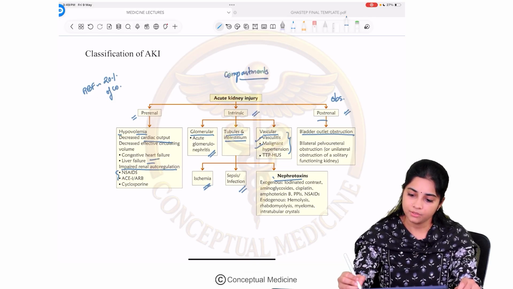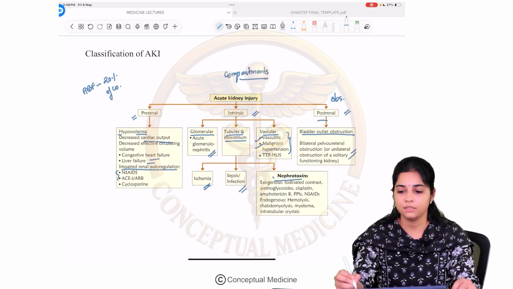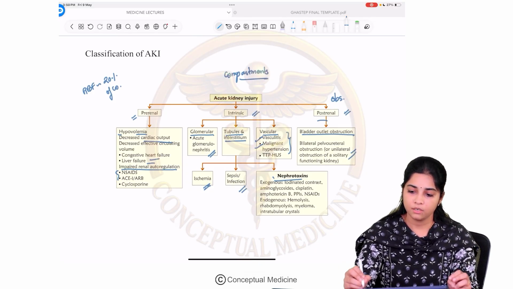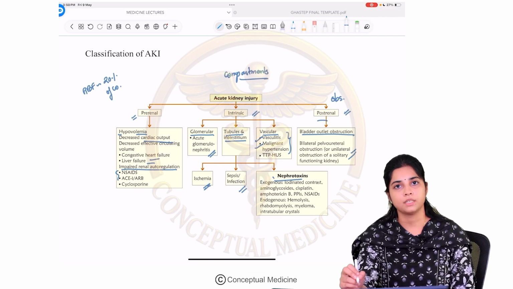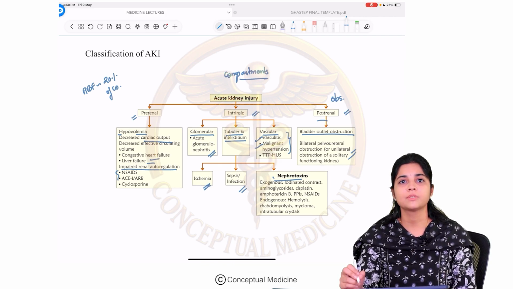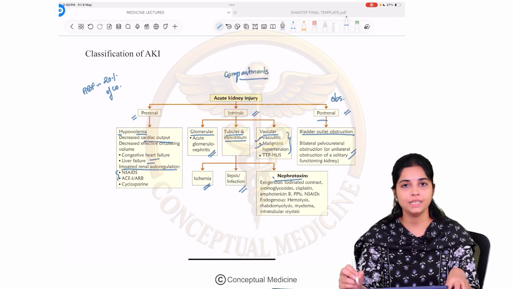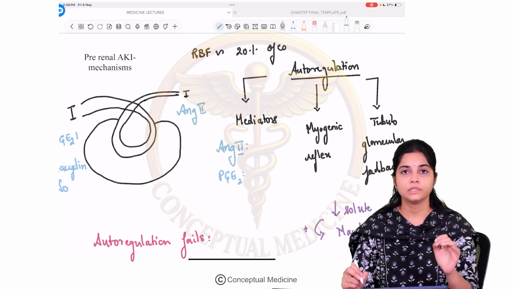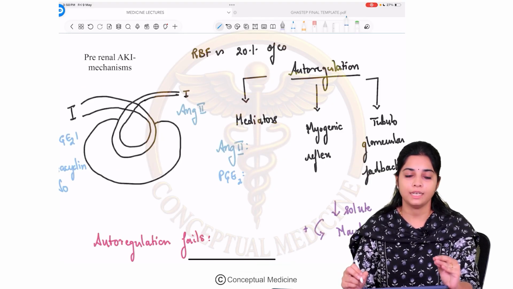Or it can be because of unilateral or bilateral stones anywhere in the urethra or the ureteropelvic junction. This can result in a postrenal AKI. Okay, so this is about the various types of acute kidney injury. So we have the prerenal, the intrinsic, as well as the postrenal AKI. Okay, now let us look at each type of AKI in detail.